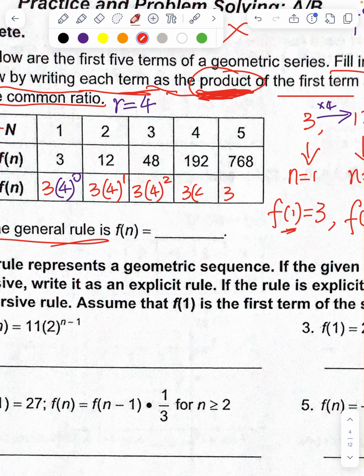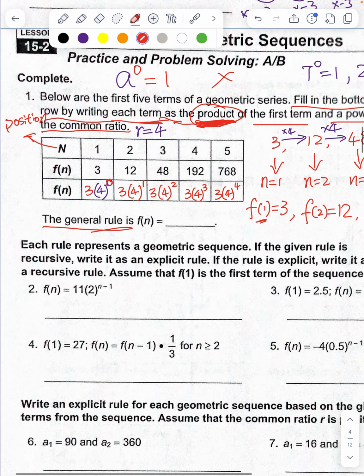192. So this power must be 3. Power must be 4. So that's it. That's it for the table. First term, common ratio raised to the power 0. That means you haven't multiplied yet. So 0 power.